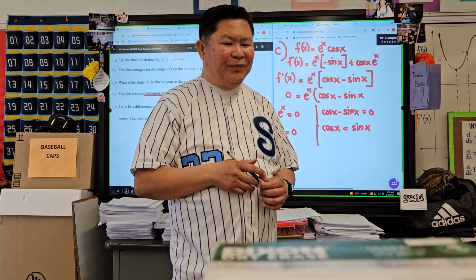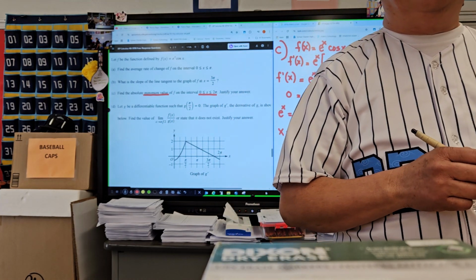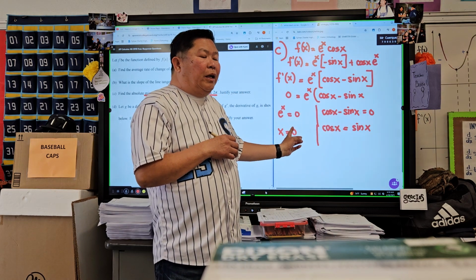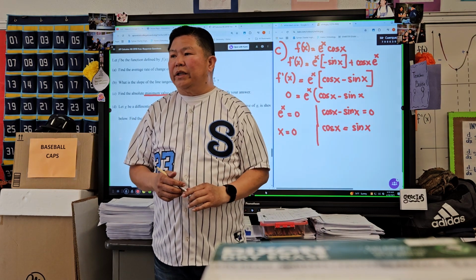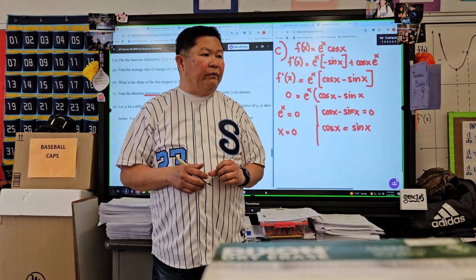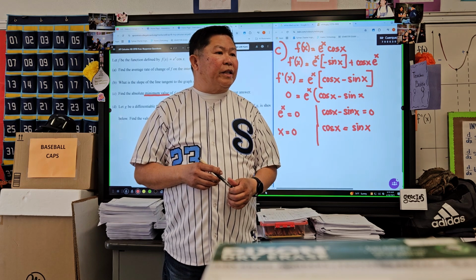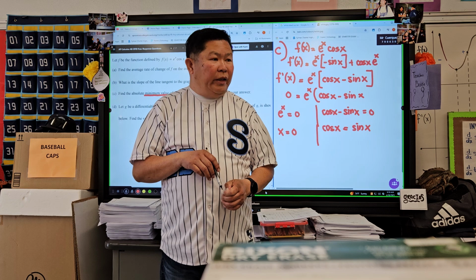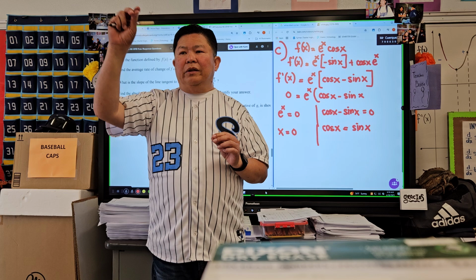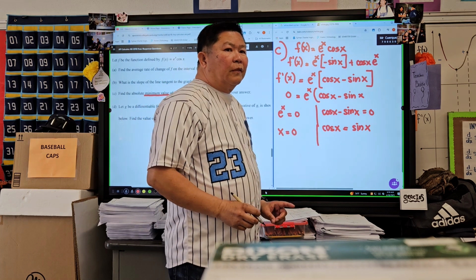Where else? Aside from quadrant 1, where are cosine and sine equal? Are cosine and sine equal in quadrant 2? Yes or no? No, because one is positive and the other is negative. How about in quadrant number 3, are both cosine and sine equal to each other? If they're negative, yes, they are equal to each other. So can you imagine now? Quadrant 1 and quadrant 3, diagonal to each other.